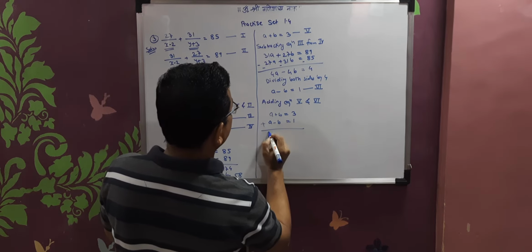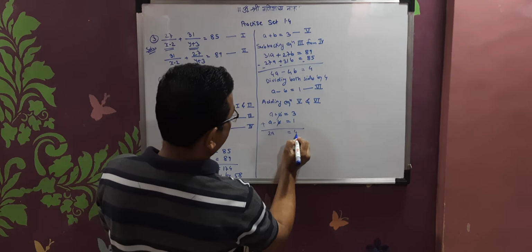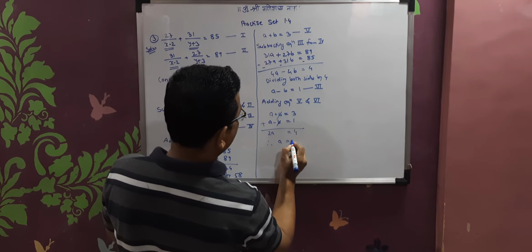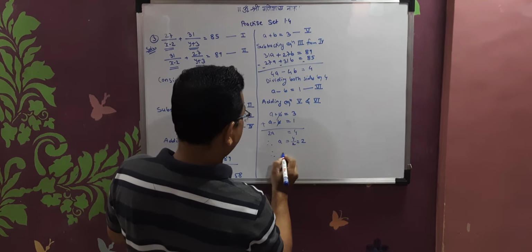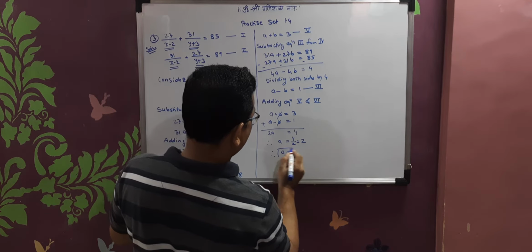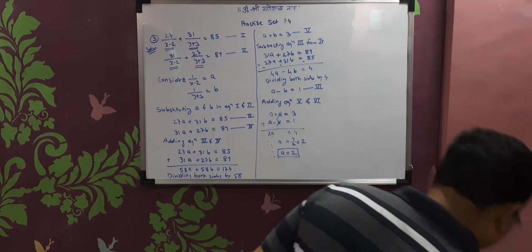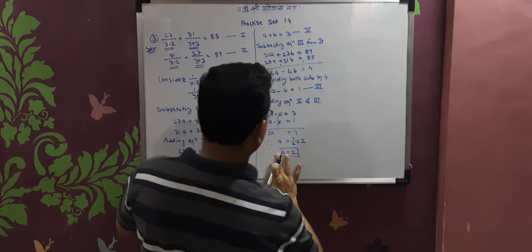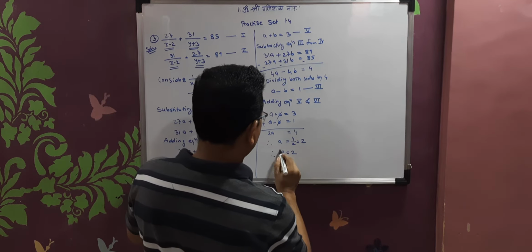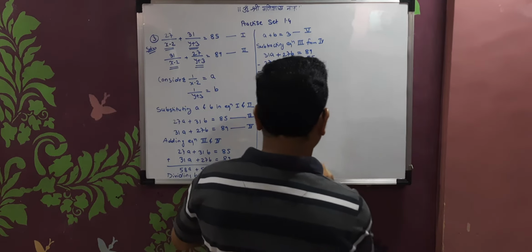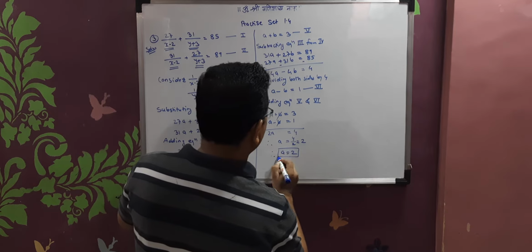We do the addition. a plus a is equal to 2a, and b minus b gets cancelled. The answer will come 4. So a is equal to 4 by 2 is equal to 2. So a is equal to 2.